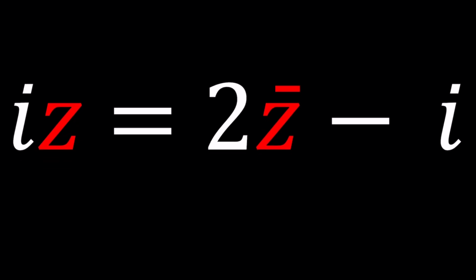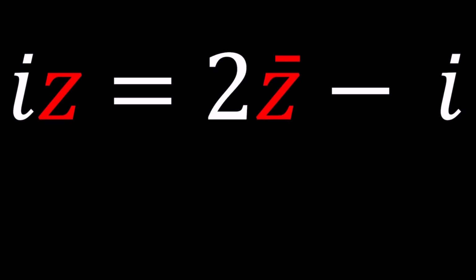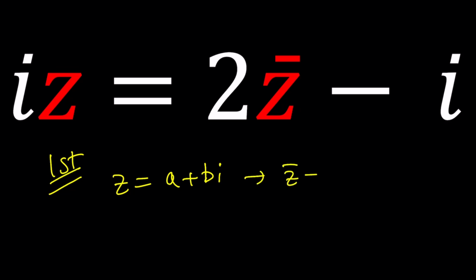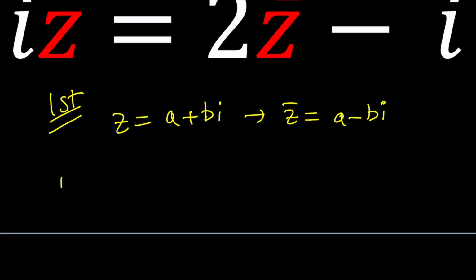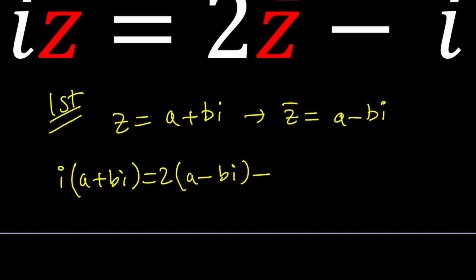Now, for these kinds of equations, most of the time our method is pretty standard. We can replace z with a plus bi, right? That's also a special name because it's the name of the channel. And z bar just becomes the complex conjugate, which is defined as a minus bi. You just negate the imaginary part, okay? Let's go ahead and plug these in. i times (a plus bi) equals 2 times (a minus bi) minus another i.